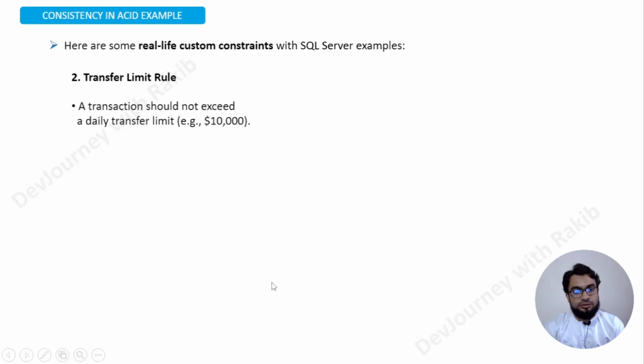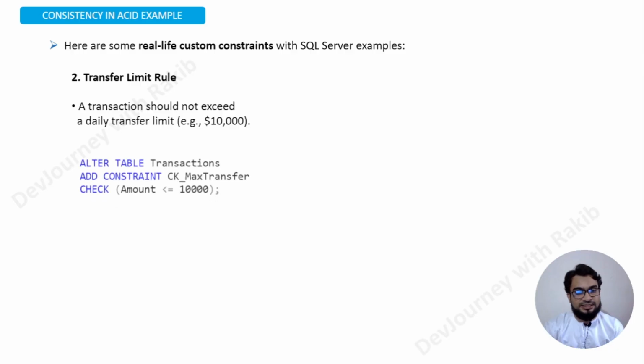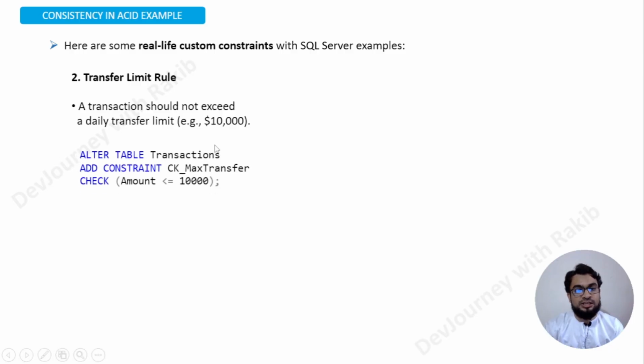Transfer limit rule. A transaction should not exceed a daily transfer limit. If in your business you need to apply a transfer limit, daily or weekly, you can apply this. You can alter the existing transaction table and add a constraint. You can give any name, but this is the syntax, and check the amount is less than or equal to 10,000. You can give your appropriate value.